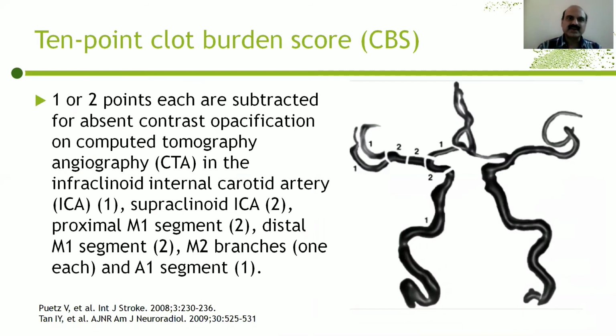Now, how to calculate the clot burden? There is a 10-point clot burden score, where 10 is a fixed number, and then you subtract 1 or 2 points each for each area of absent clot contrast opacification. So you give 1 mark for infraclinoid ICA, supraclinoid ICA 2, proximal M1, distal M1, M2, and A1. And you reduce this from the 10. Because we are reducing it from the 10, the lesser the score is, the more the clot burden is.